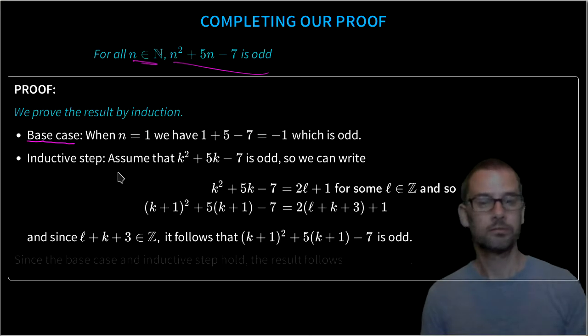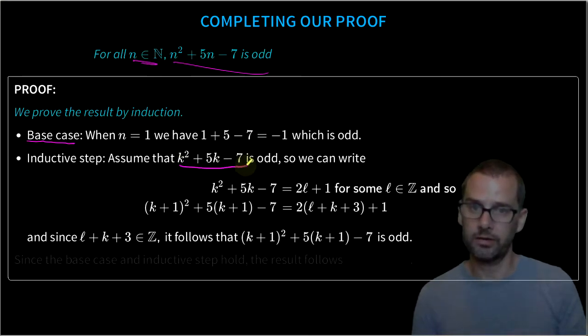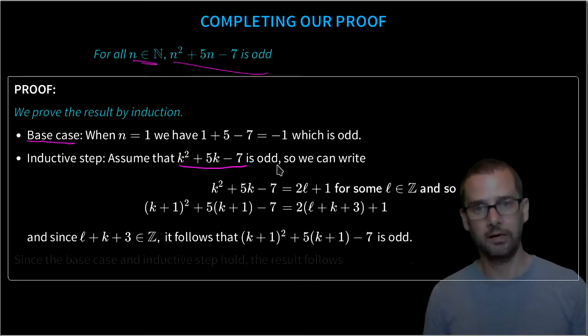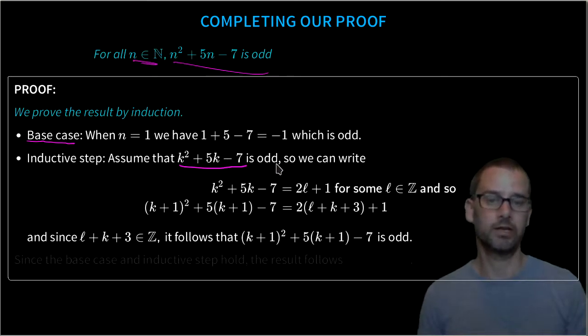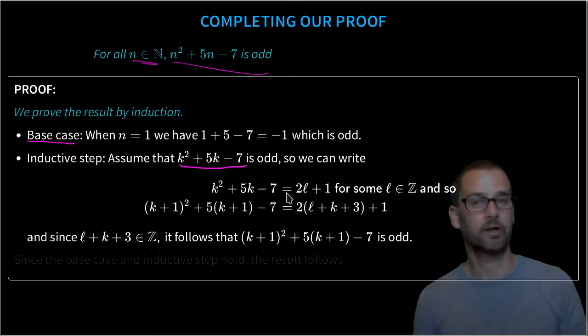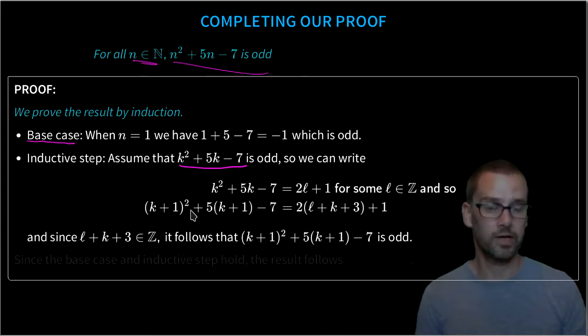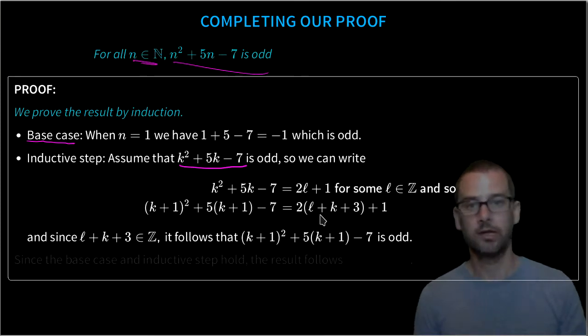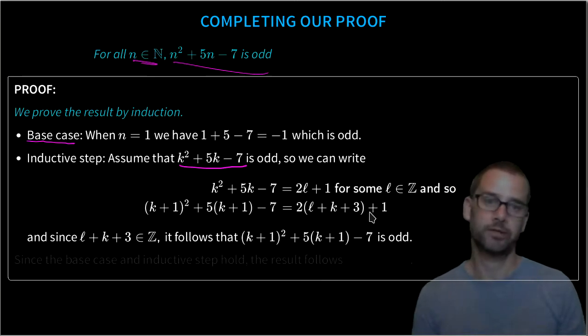Inductive step, right? We assume that the statement holds when n equals k, so k squared plus 5k minus 7 is an odd number, so we can write k squared plus 5k minus 7 is 2l plus 1 for some integer l, and so by expanding out what we need, (k plus 1) squared plus 5(k plus 1) minus 7 is 2(l plus k plus 3) plus 1.